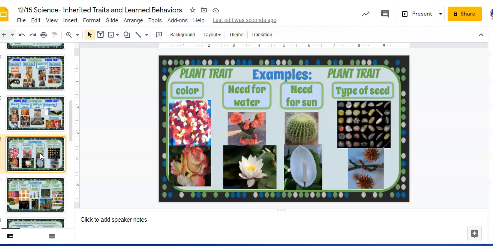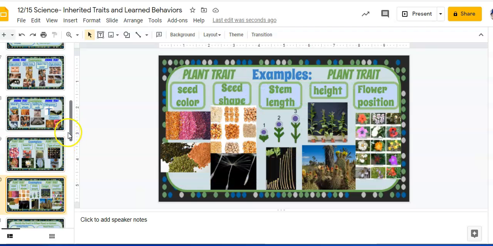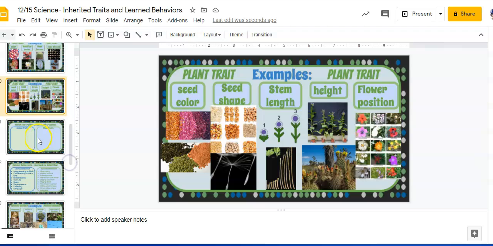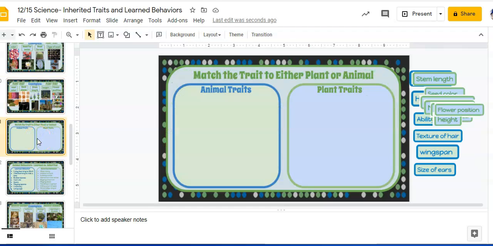And then some different traits that plants can have, and more of those traits of plants. And then once you get to this slide 11, you're going to look at all of these different traits over here, and you're going to decide whether those would be considered an animal trait or a plant trait.